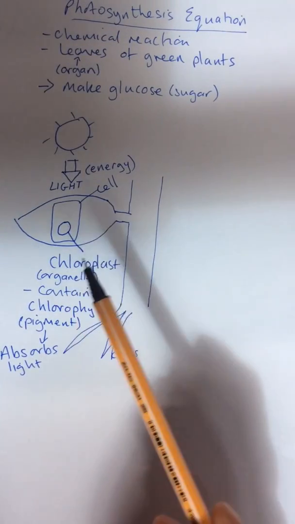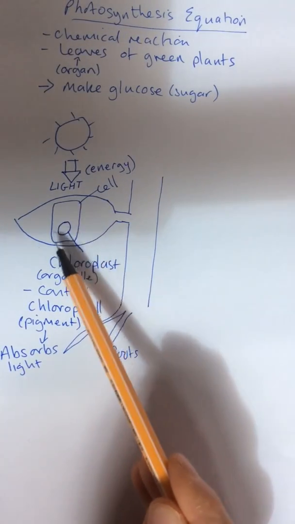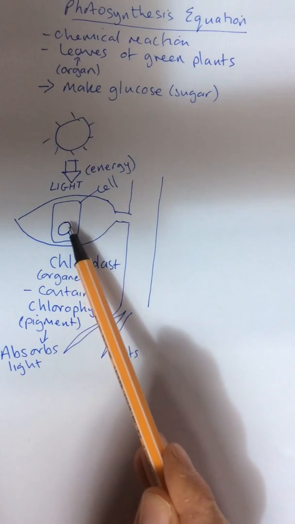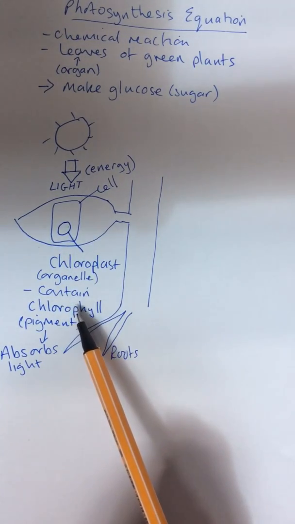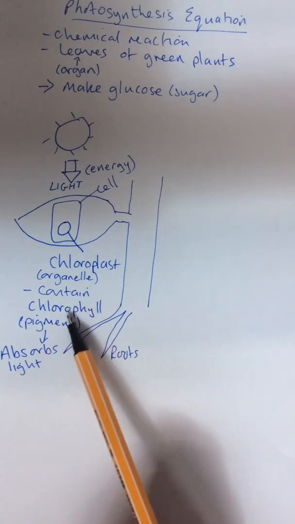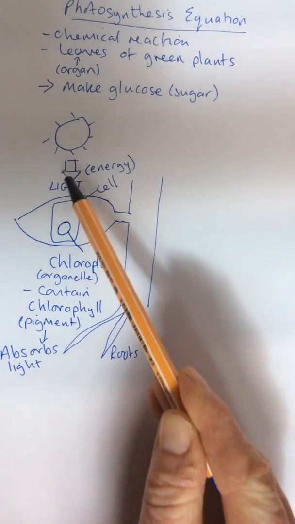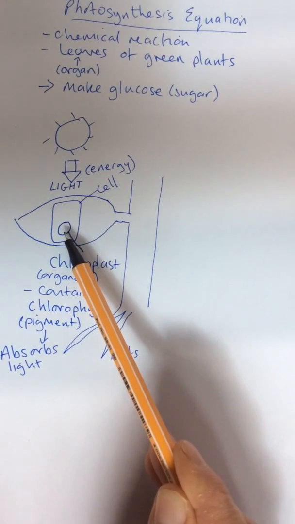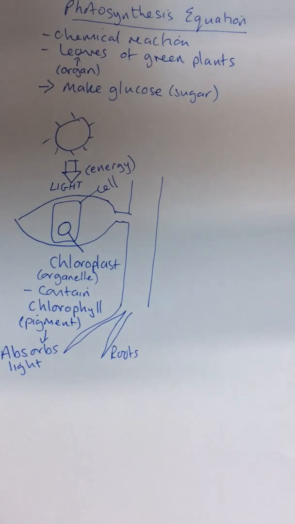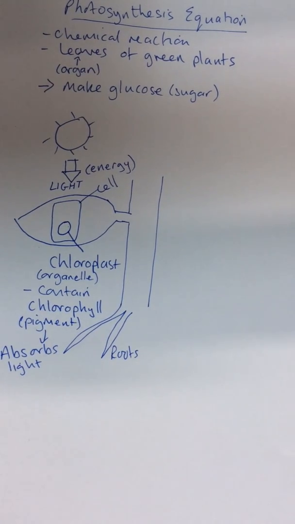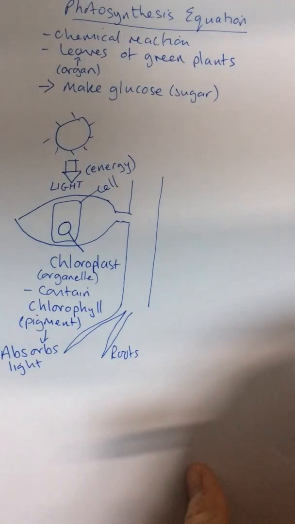Okay, so we've got a cell inside our leaf. It has a chloroplast in it. That chloroplast contains chlorophyll, which is a pigment, and that chlorophyll absorbs light, this light energy up here, and by doing that it can carry out photosynthesis. Now other stuff is needed. It's no good just absorbing light. You need other things to carry out photosynthesis. There's basically two main things that are needed.